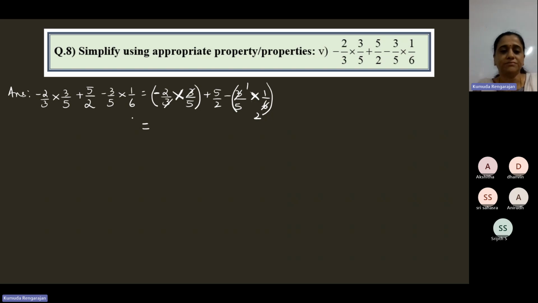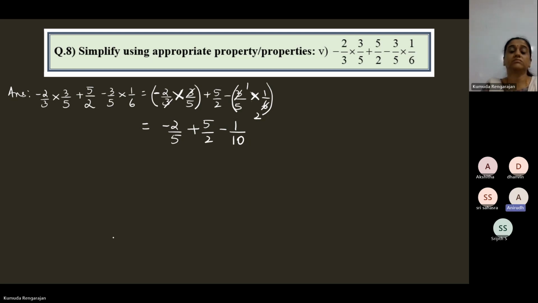Now after this, what remains in the first bracket? Minus 2 by 5, right? That minus 2 by 5. You don't have to put a bracket now because that's the answer. This is the result. Plus 5 by 2 minus 1 by 6. 1 by 1, 6 by 6. Minus 1 by 10. 5 2s are 10.